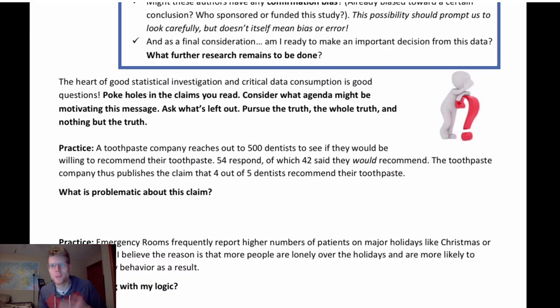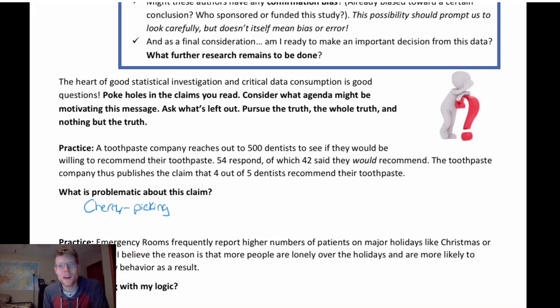So we could go about this from a couple different angles. I would definitely use the term cherry picking to describe the claim that's being made, and that's because they are intentionally reporting something that isn't telling the whole story about their data. So I think that would be an appropriate term to use to describe what happened here. Right? So 4 out of 5 dentists who responded recommended their toothpaste, but they're not sharing the information that only about 10% of the dentists that were contacted even responded to the survey.